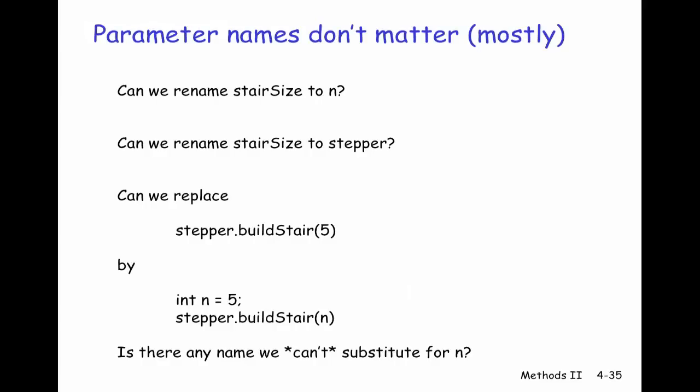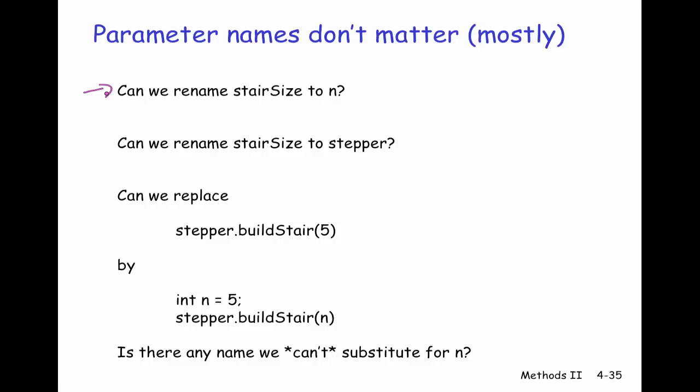So now we have explained in the Java execution model how parameter names work and how method invocations work. And this tells us the answer to some pretty tricky questions. For instance, consider this question here. Can we rename in our method definition the variable stair size to instead be n?